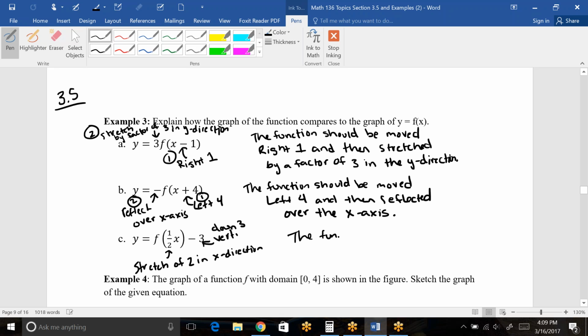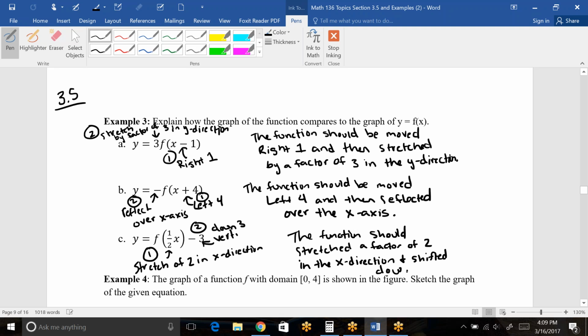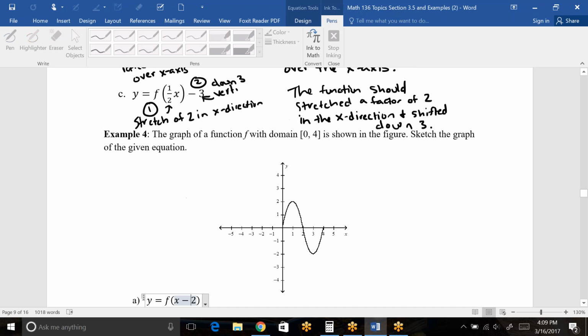So our sentence would be the function should be, oh, by the way, the one that's inside is first because you always do the one closest to x first. The function should be stretched a factor of 2 in the x direction and shifted down 3. So notice this is just telling someone what the transformations are in words. So that's what this was about.